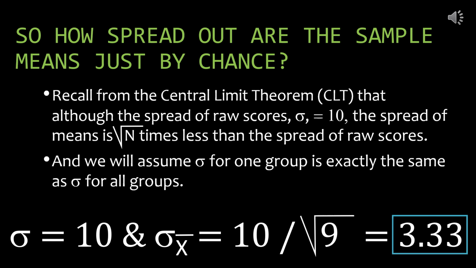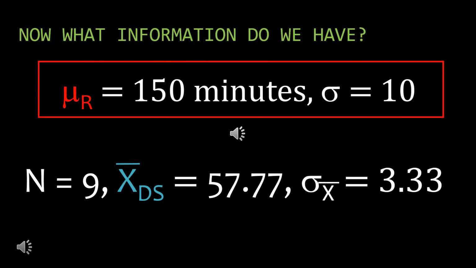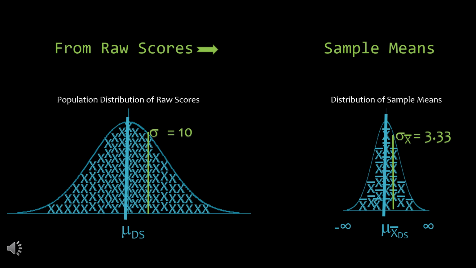just by chance. We already had the population information for the recommended number of minutes of exercise for health benefits, and then we sampled 9 folks. We computed the sample mean for those folks, and then we computed the standard error. And what does that mean in our hunt for mu?